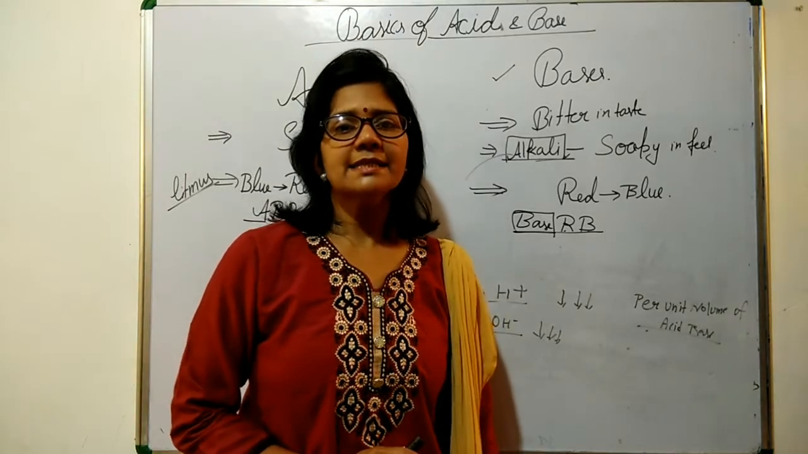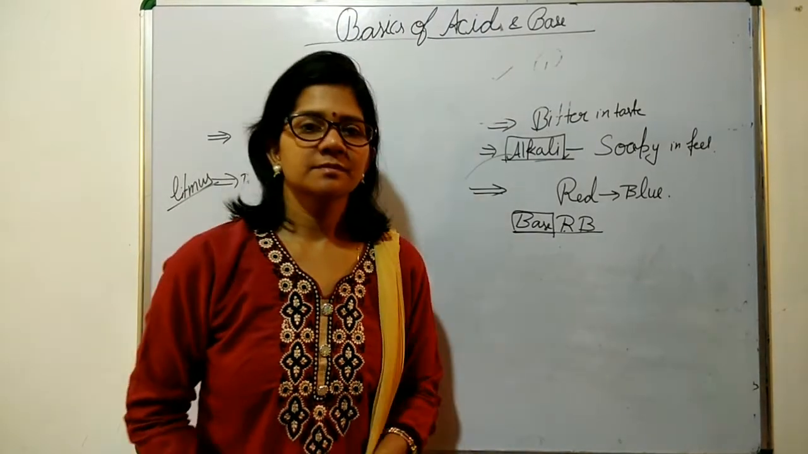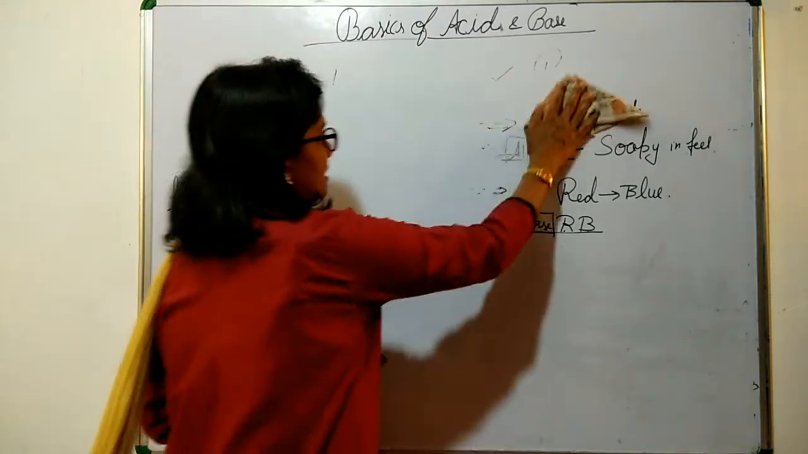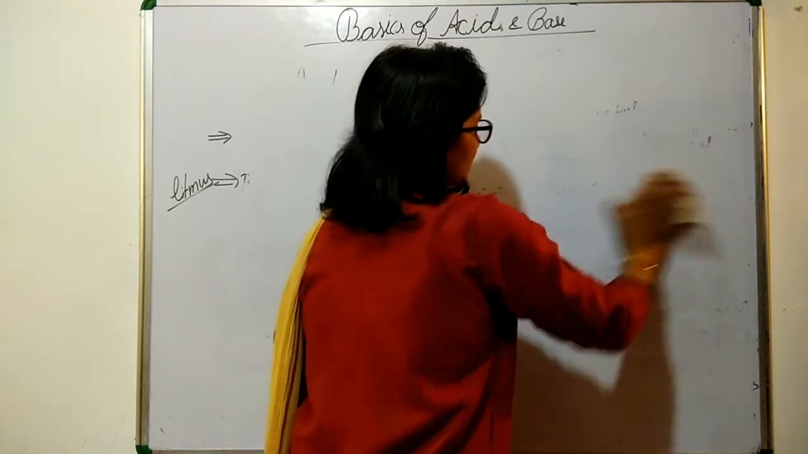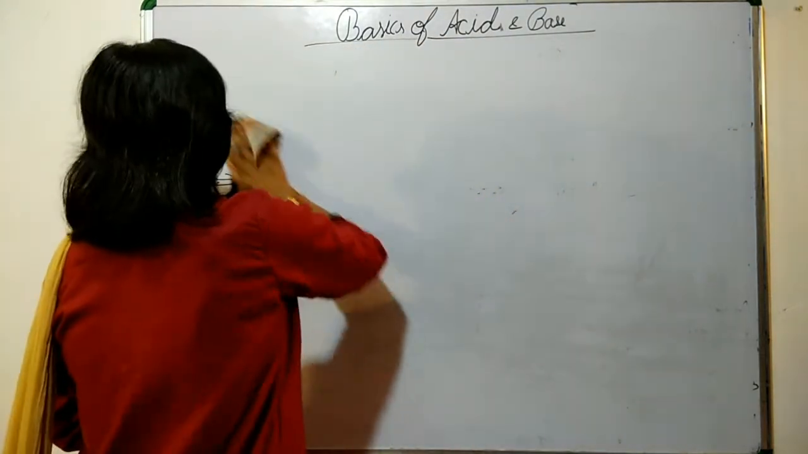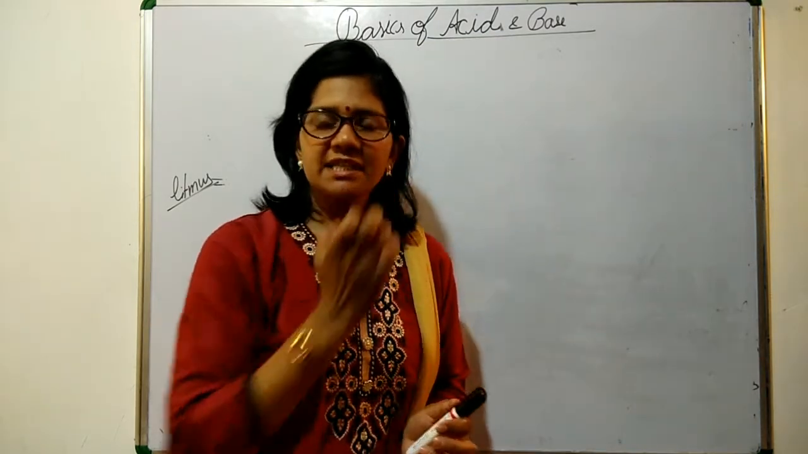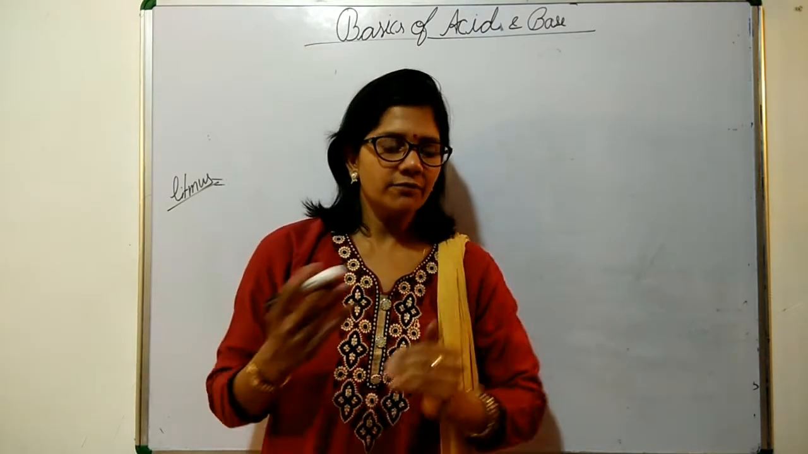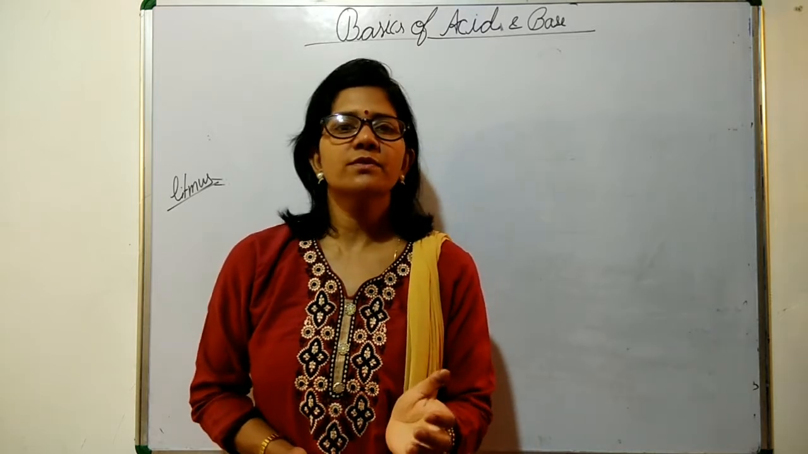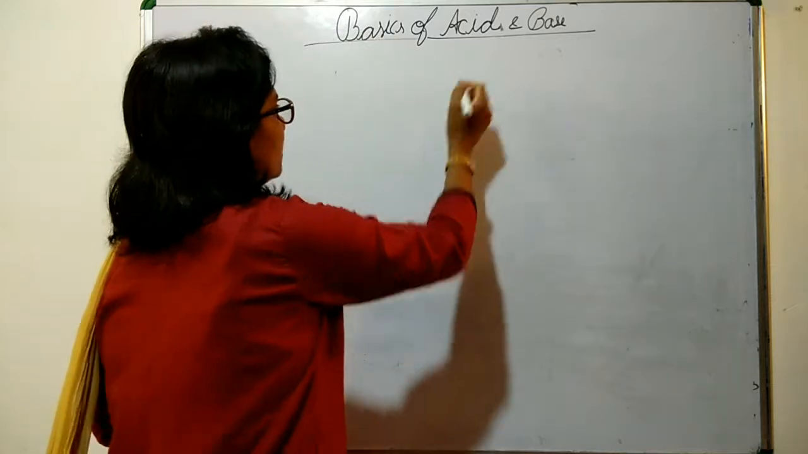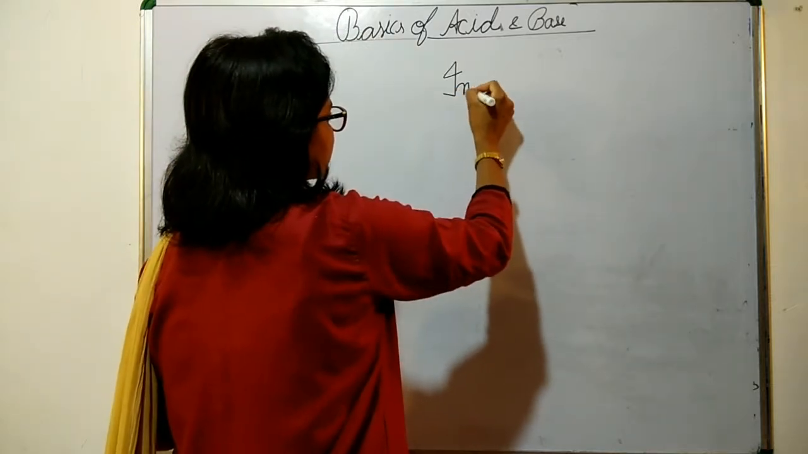So now let's explore the indicators. Indicators are those substances which help us find whether something is acid or base, and further they also help us find how strong the acid or base is.